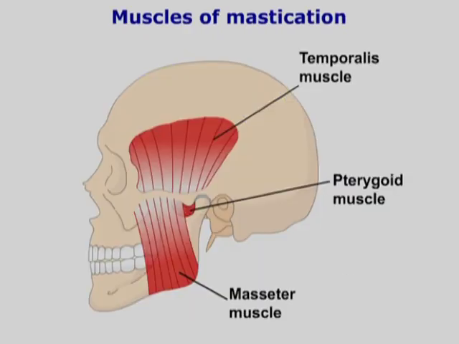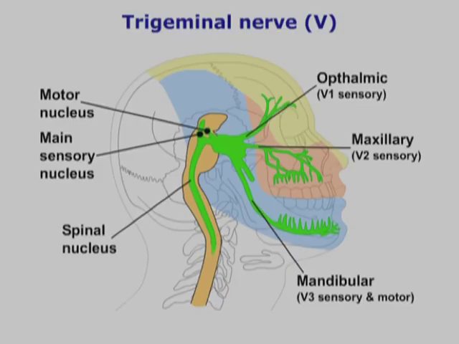The motor component supplies the muscles of mastication, that is the masseter, temporalis, and the pterygoids. The sensory component supplies the skin of the face, the cornea, and general sensation to the mouth.